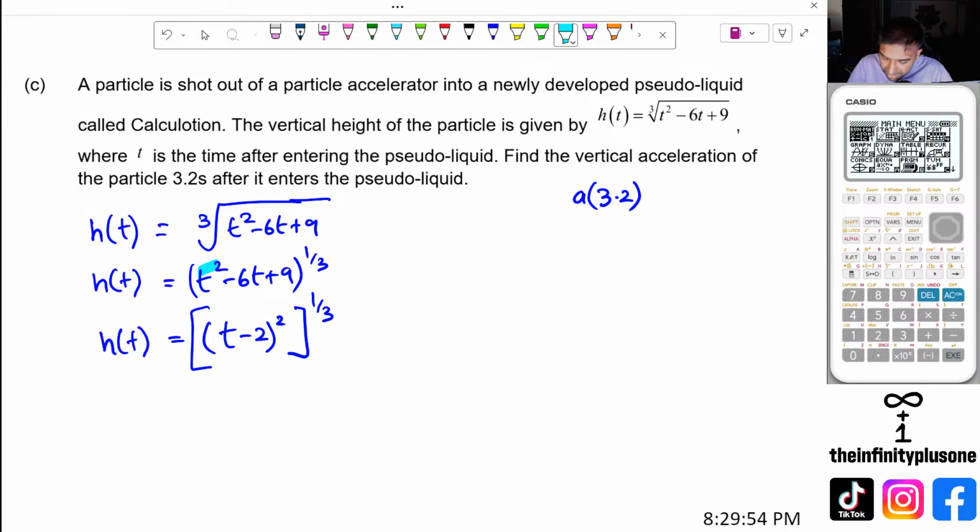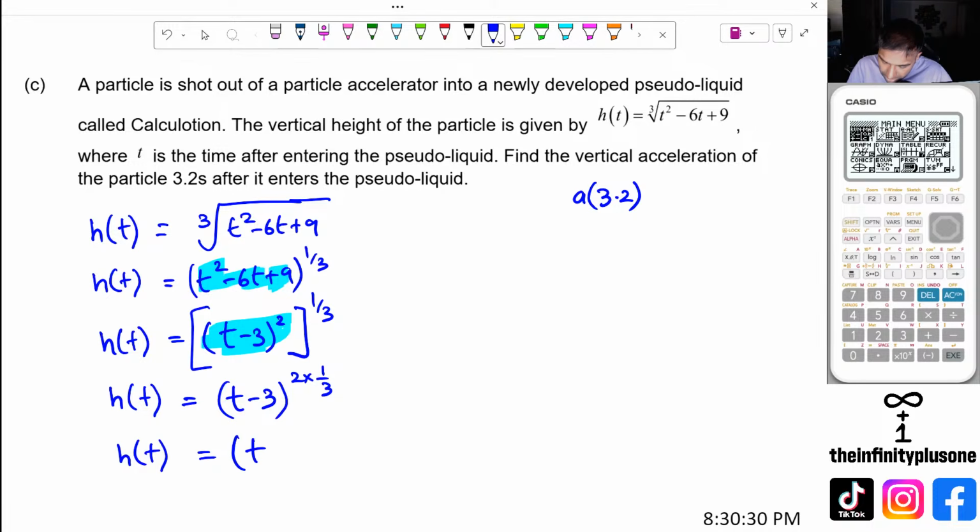Remember that t squared minus 6t plus 9, that's not 2, that should be 3, sorry. That factorizes to t minus 3 squared. Then you can say h of t equals t minus 3, and if you remember the power rules, powers of powers, you just multiply the powers. So that's going to be 2 times 1/3. So h of t equals t minus 3 to the power of 2 over 3.